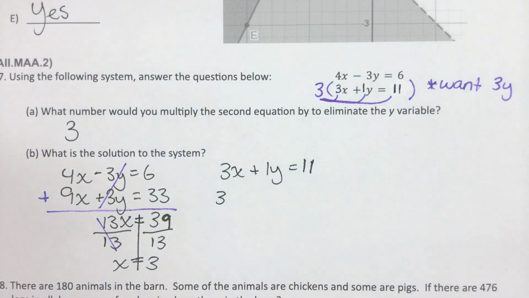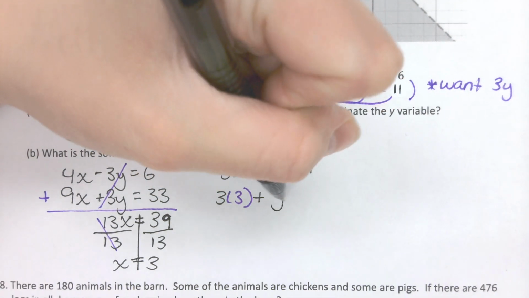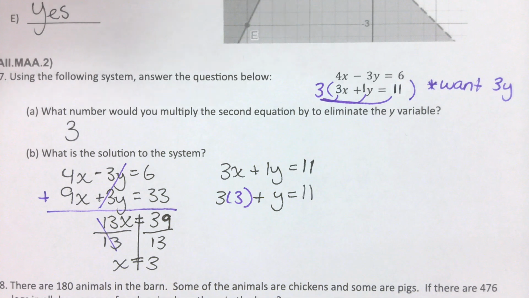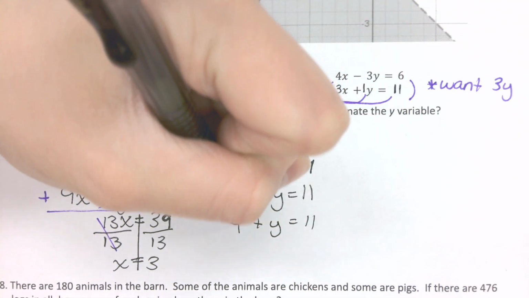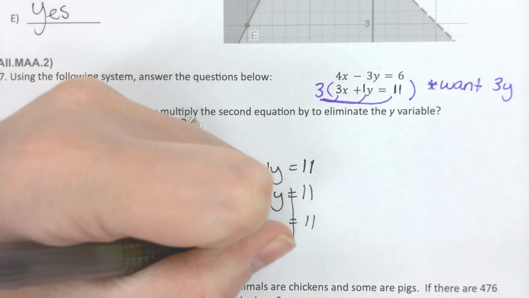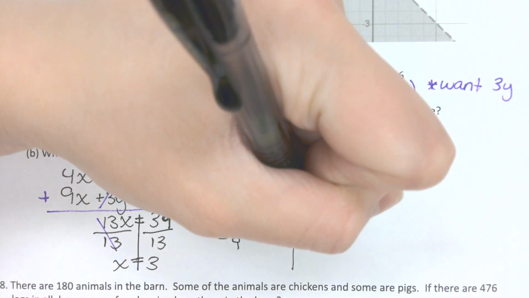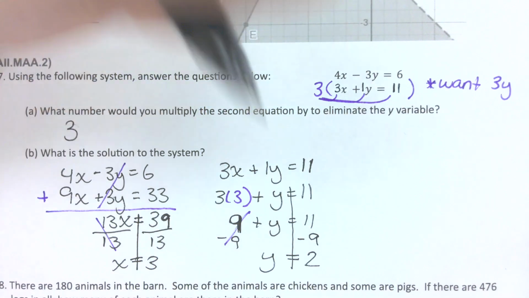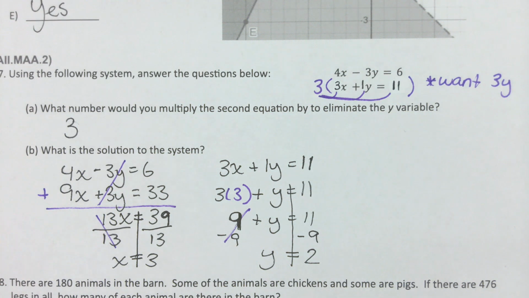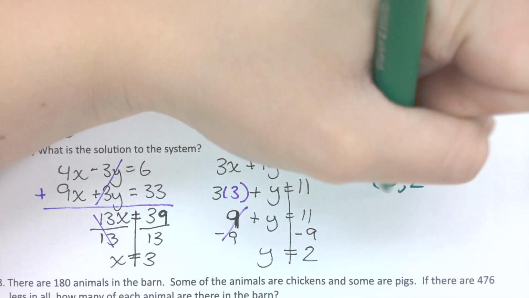We have 3 times 3 plus, remember 1y is just y, so I'm going to drop the 1 and just put y equals 11. 3 times 3 is 9. Nine plus y is 11, so lastly we're going to minus 9 on both sides. Y equals 2. So my final answer is 3, 2.